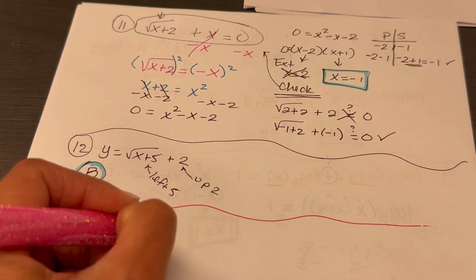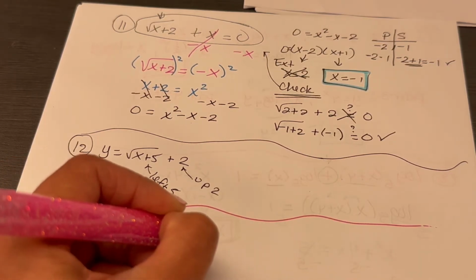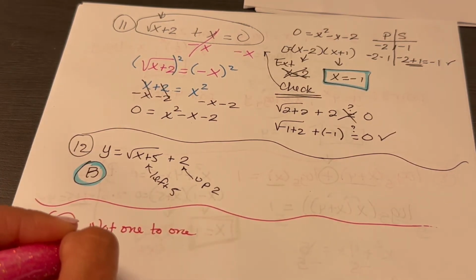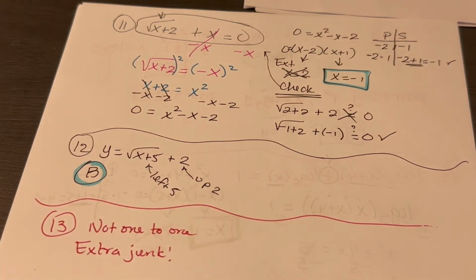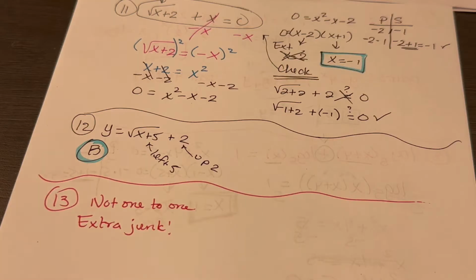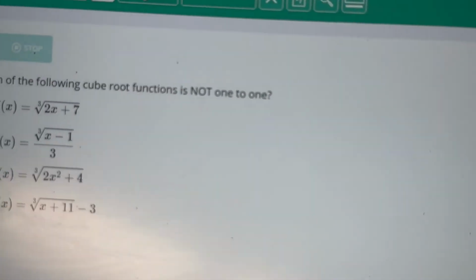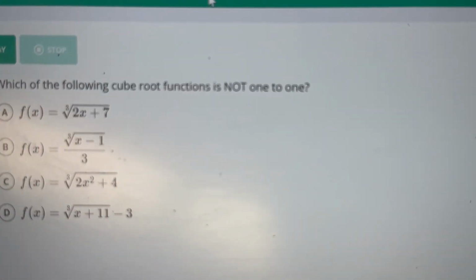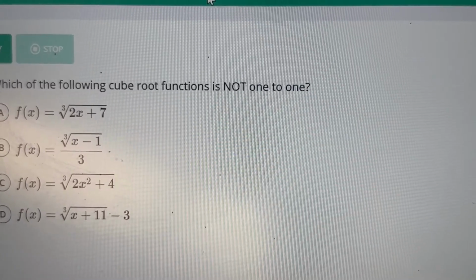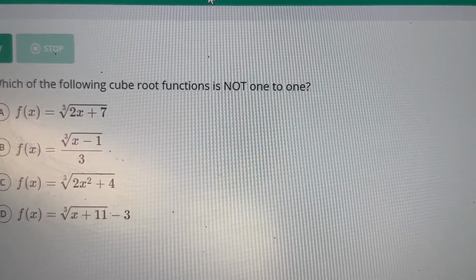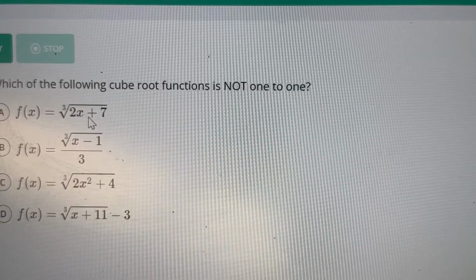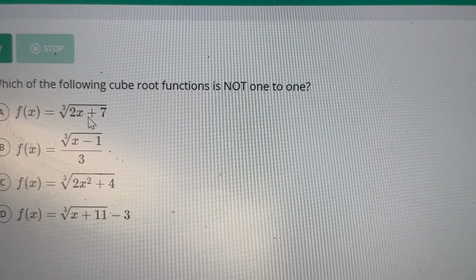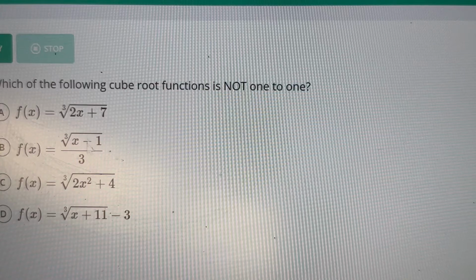So when you're looking for something that is not one-to-one, you're looking for extra junk in the trunk. Which one has extra junk? Well, I'm going to bring this back up again. The one that has extra junk is the one that's got stuff that we don't normally like to see underneath a radical. Like the 2x plus 7, that's okay. We'll be able to figure out the shift to the left or to the right. In this case, because of the plus, we know it's going left.